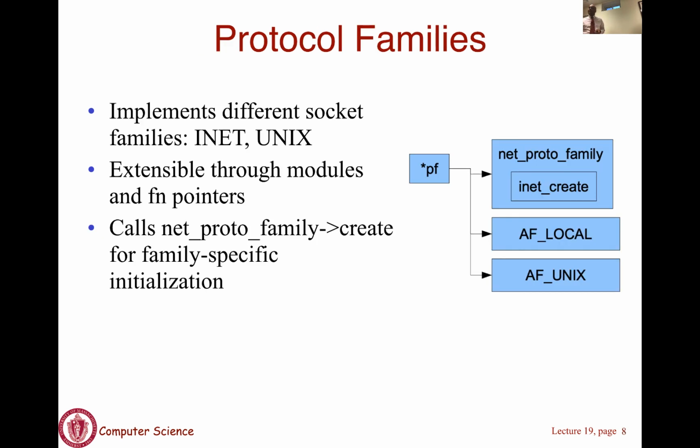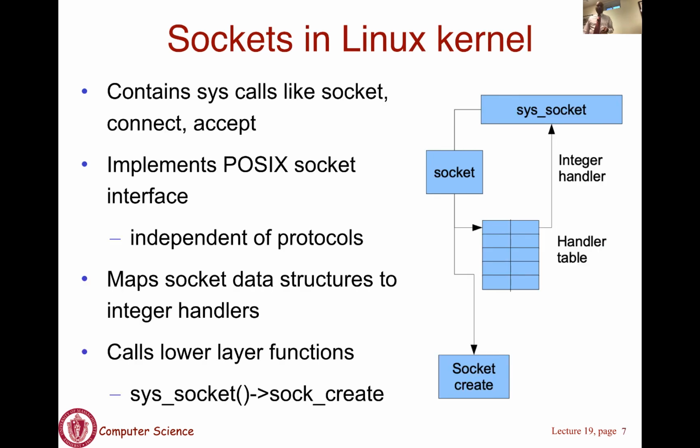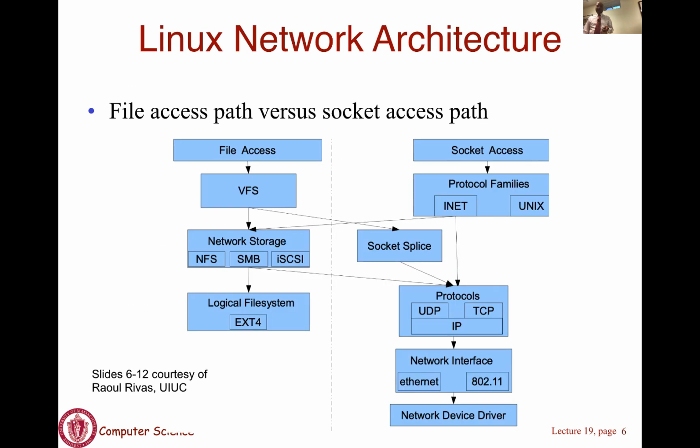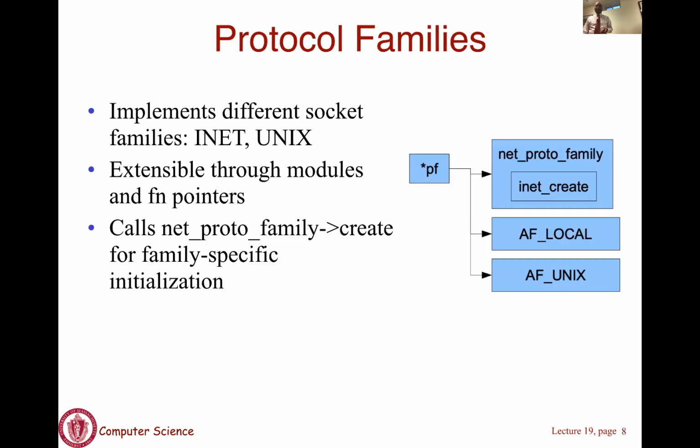Now the next layer down, if you go back, we're just going down the socket access path. So we just looked at the socket access. So the next layer down is essentially the protocol families. Okay? So essentially this layer is, as I said, analogous to the VFS layer in the file system. This is the layer that allows you to implement multiple protocol families.